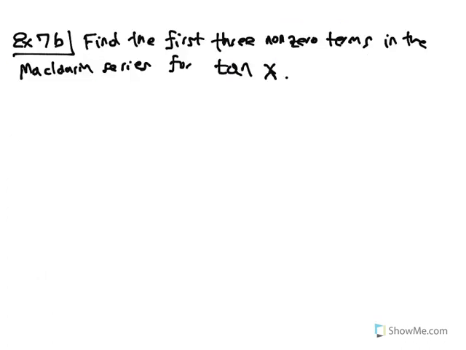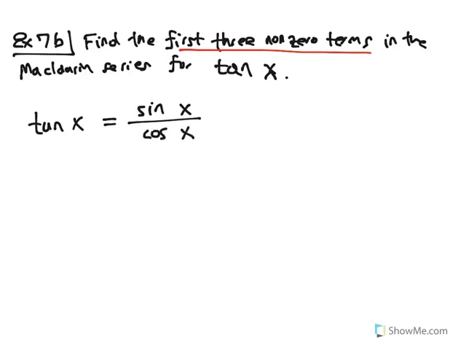Here we have a second example. Find the first 3 non-zero terms. So we just want the first 3 non-zero terms in the Maclaurin series for tangent of x. You would begin this problem by recognizing that tangent of x, using an identity from trigonometry called a quotient identity, is sine x divided by cosine x. And of course, this helps us because we have Taylor series centered at 0 for both sine x and cosine x.